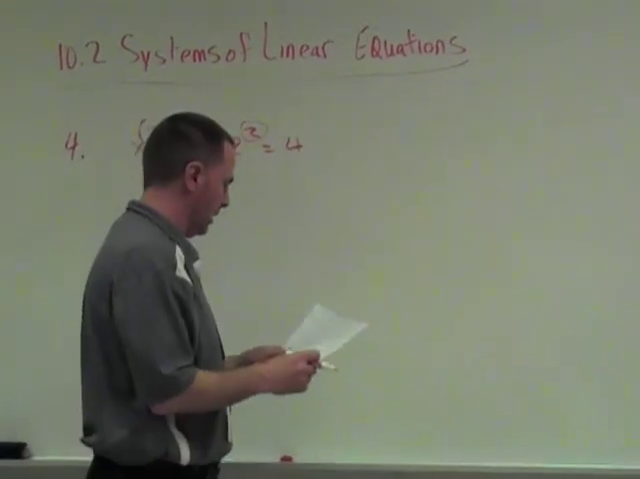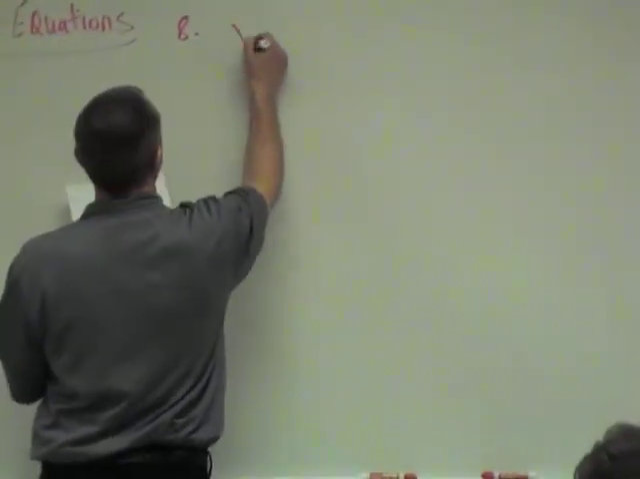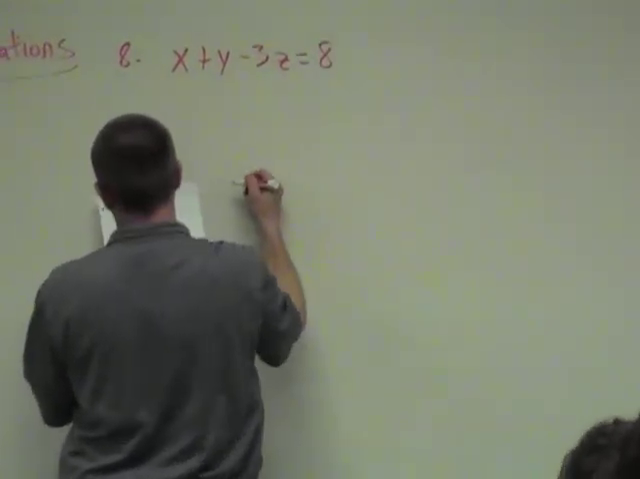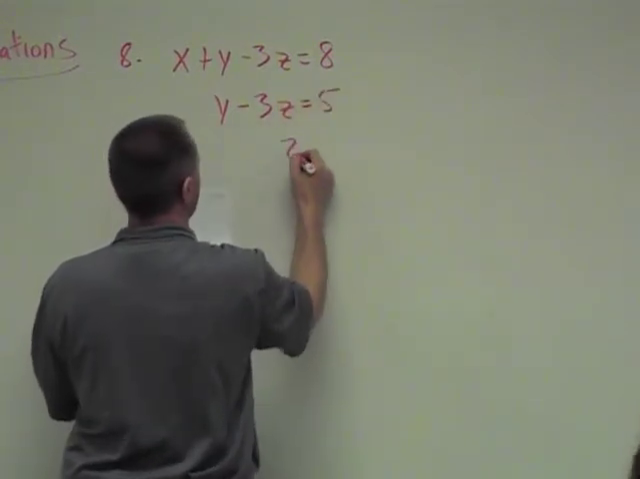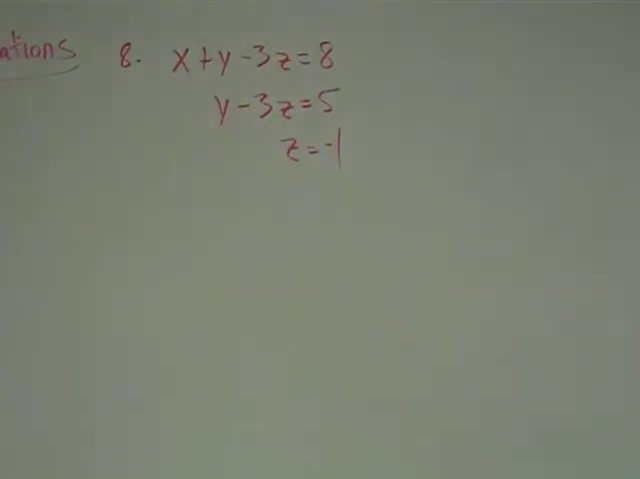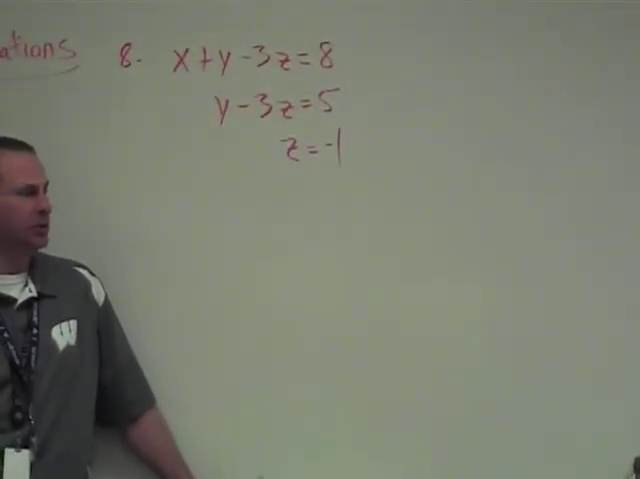Okay, so let's talk about what it is we're looking for. So number 8 looks like this: x plus y minus 3z equals 8. Y minus 3z equals 5, and z equals -1. Alright, so these equations, this system is linear. They're all 1's. And what I'm going to assign to you, they'll all be linear equations.